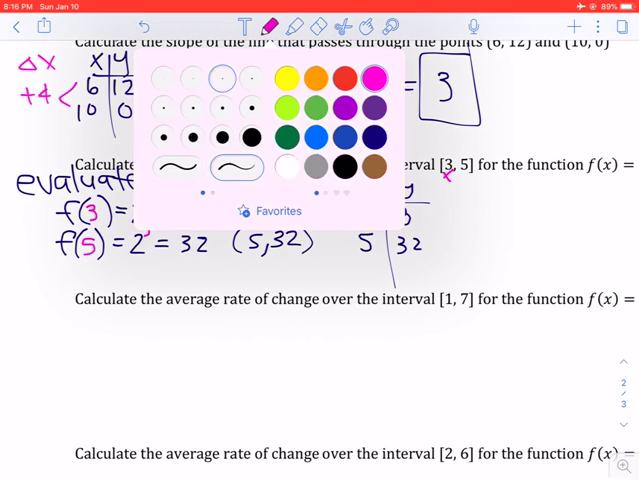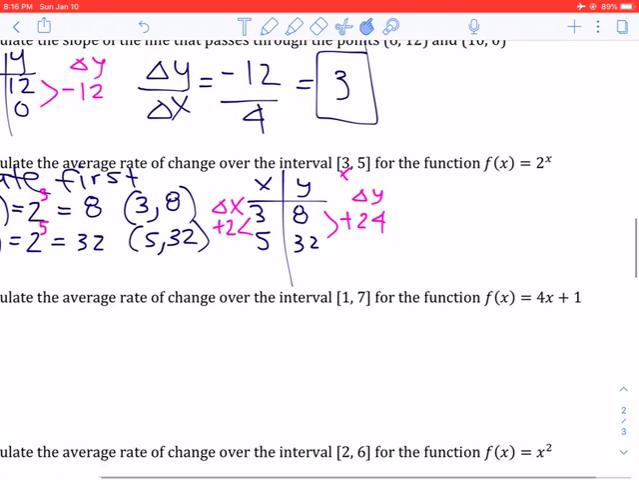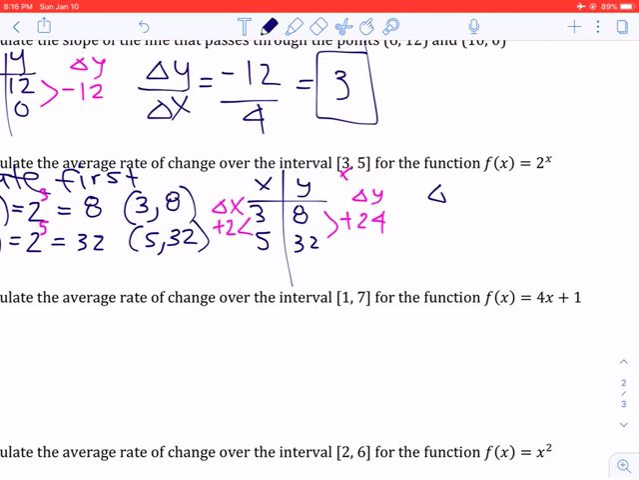You can use color just to make it pop. To get from 8 to 32, ultimately that net y change is adding 24. And the length of my x interval is 2. Time for our calculation. And that simplifies to 12.